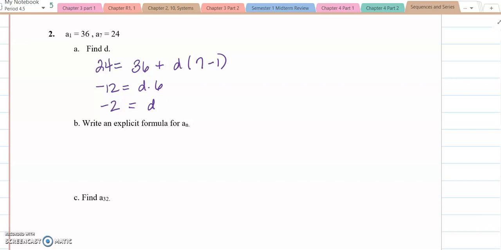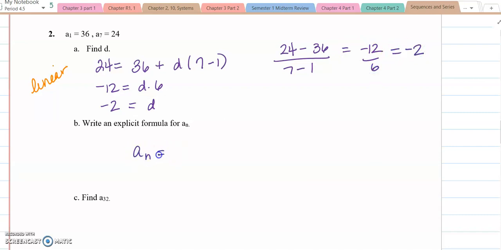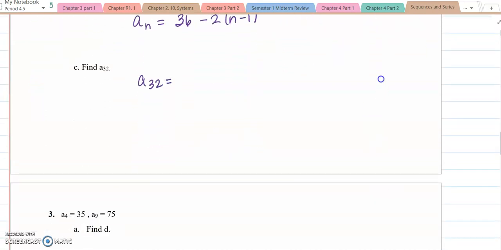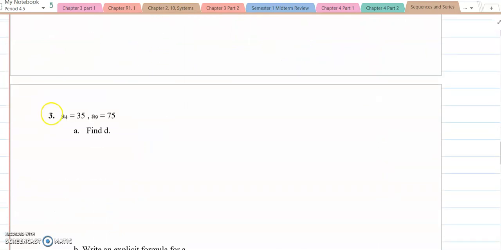But also remember that arithmetic sequences are linear. And really this just represents the slope, or like two ordered pairs on a line. So you can also just use your slope equation and also get negative 2. Your explicit formula will be 36 minus 2 times n minus 1. I will let you find a sub 32. Number 3 is part of the work that I want you guys to do without me.